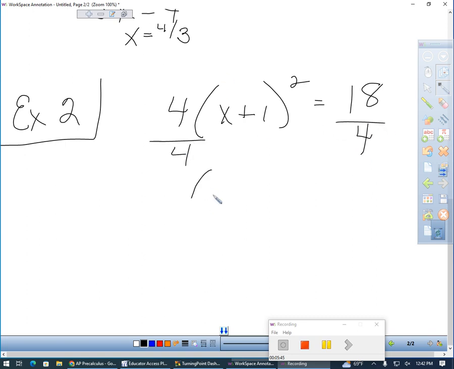So here I have (x plus 1) squared equals 9 halves. Do you want to leave it as 9 halves, or do you want to make it 4.5?